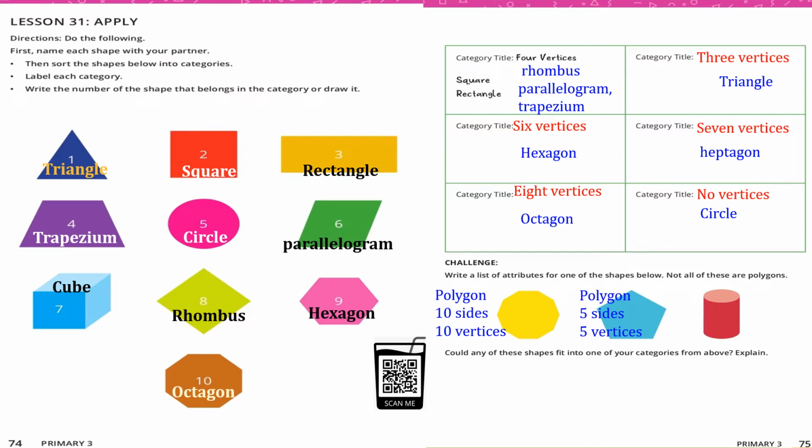The last one, it's polygon or not? No, it's not a polygon. Why? Because it has some curves, right? Yeah, so it's not a polygon. Now, we have here 3 shapes, 2 are polygon and 1 is not polygon. Could any of these shapes fit into one of our categories? Yeah, we have here our cylinder that belongs to no vertices category.